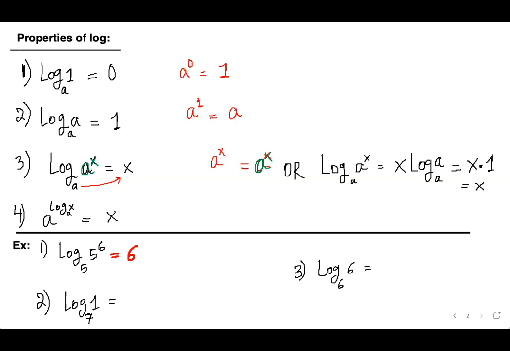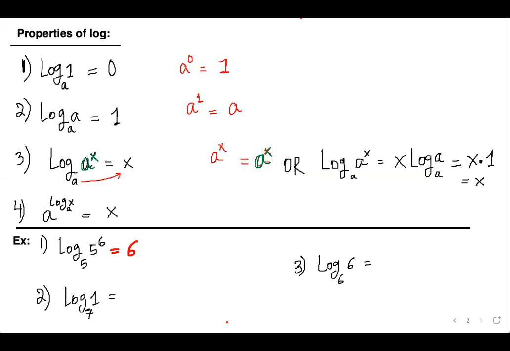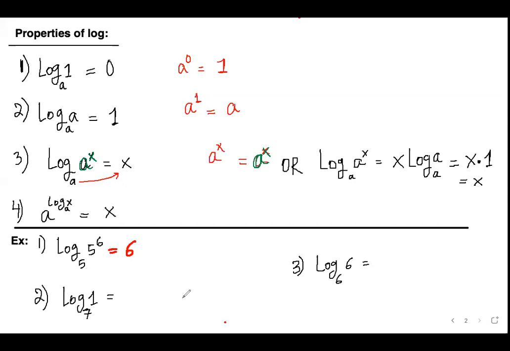Number 2. Who will do the second one? Professor, we can't see it properly. Can you please scroll it down a little bit? Which one? The examples? Yes, scroll it down a little bit. Now it's good. Number 2, it's the logarithm of 1 to the base 7. Okay, base 7. Yes, the base is 7. Logarithm of 1 to the base 7.